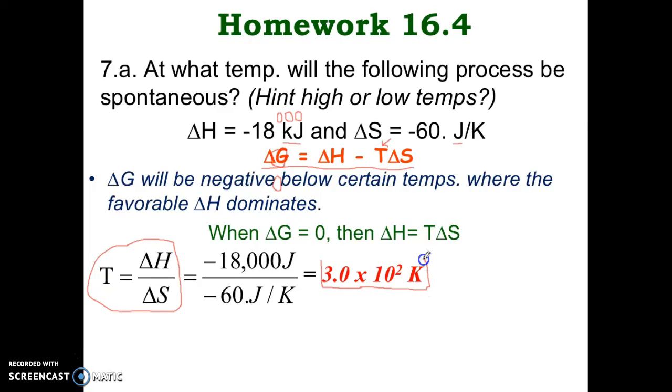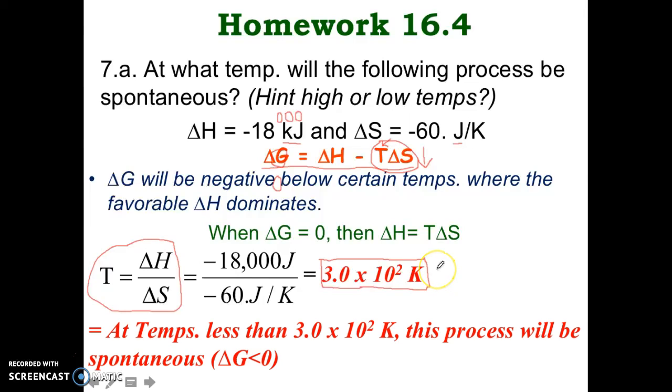So I need to ask myself, above or below this, is my reaction going to become spontaneous? For that, I look at delta H and delta S. In this case, delta H is negative, it favors. Delta S is negative, it does not favor. So I want this section to be small, because delta H favors, delta S does not. So for this section to be small, I want low temps. So at any temp below 300 Kelvin, this process will be spontaneous, or delta G will be negative.